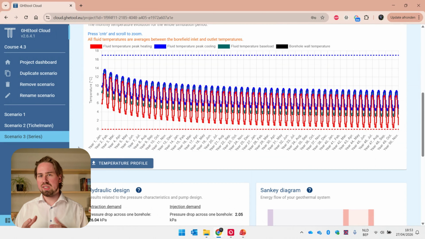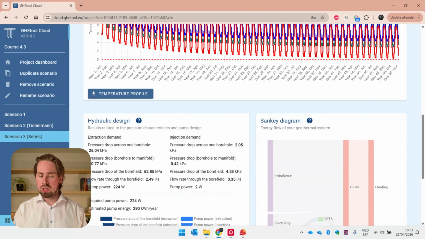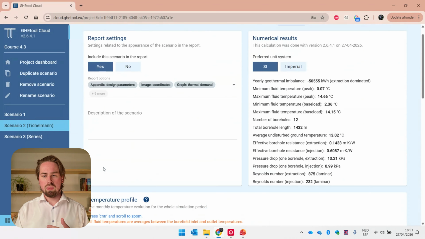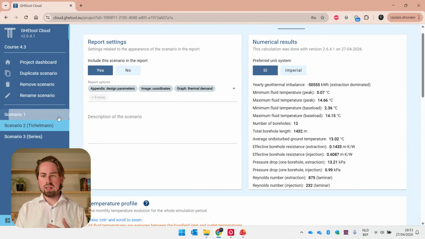And you know that in GHEtool, everything related to the Reynolds number and the friction factor, and the viscosity, etc., is updated every month. So if the temperature changes, you get slight changes in pressure drop as well. From direct to Tichelmann connection, we only see that our pressure drop increases because of a difference in flow rates, but there is no thermal difference, which you can clearly see here.